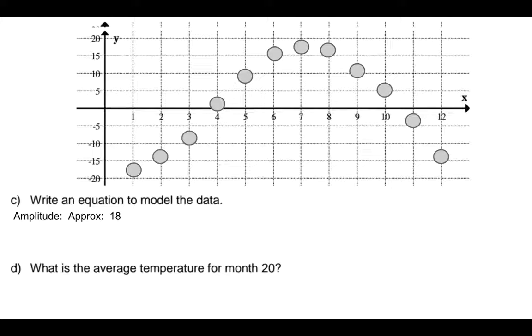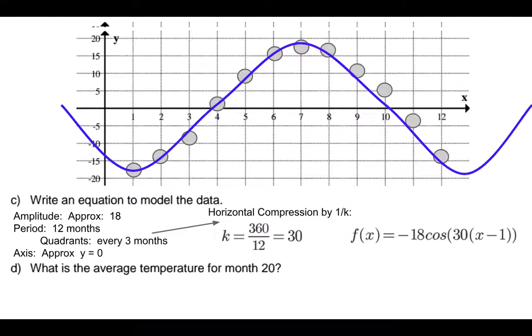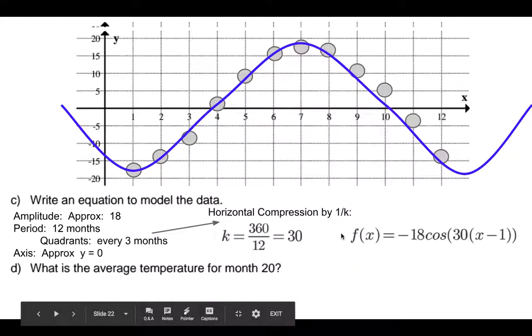So an equation to model the data. I just wanted to pull up that blue graph. Approximately, amplitude is approximately 18. The period we know is 12. And so the number that you're going to be compressing 360 by is really 30. So if we divide 360 by 12, we can get 30. And then 360 divided by 30 gives you that 12 period.